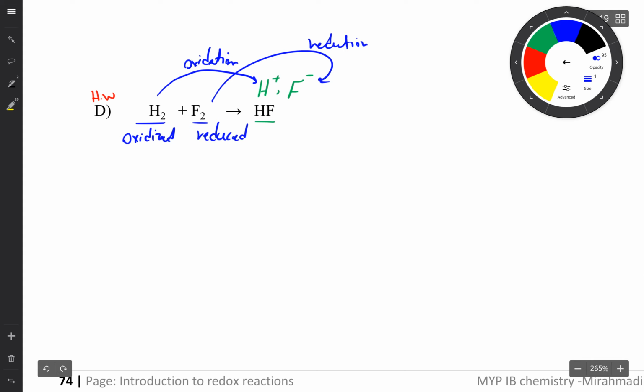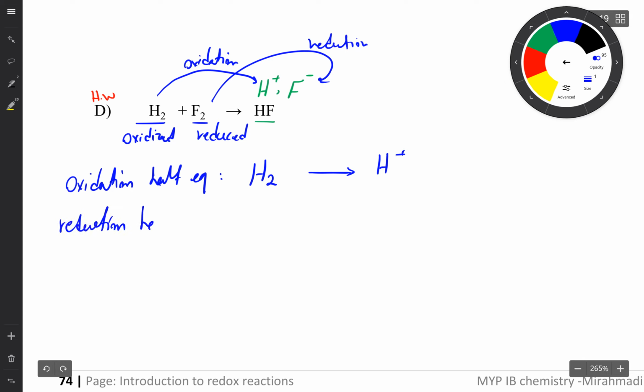Okay, so for the oxidation half equation, I can write H2 is converted to H plus. And for the reduction half equation, we can say that F2 is converted to F minus. Now let's balance these two half equations.